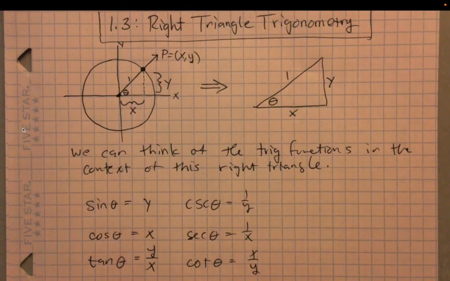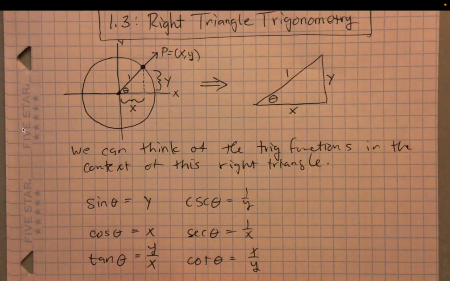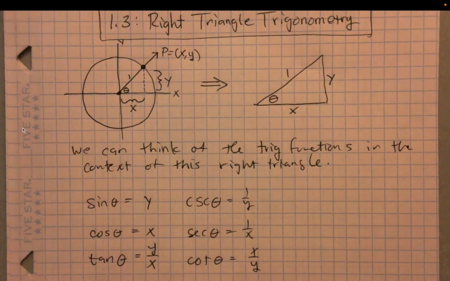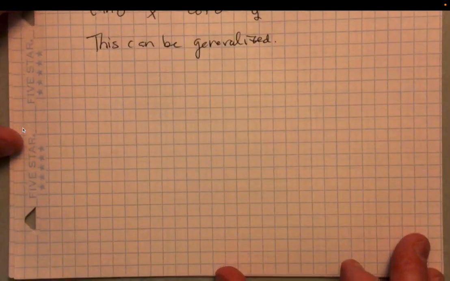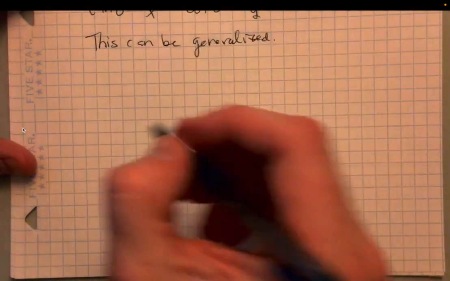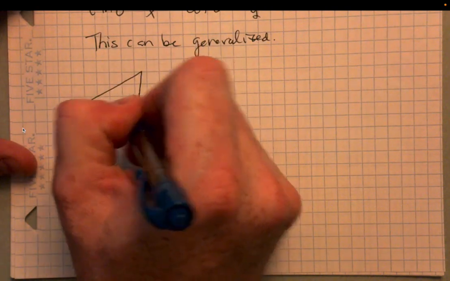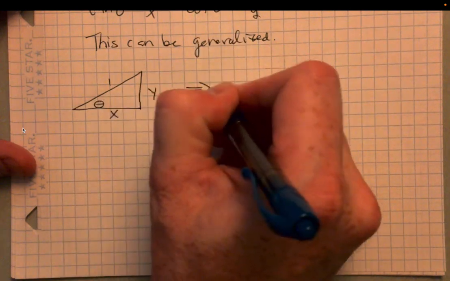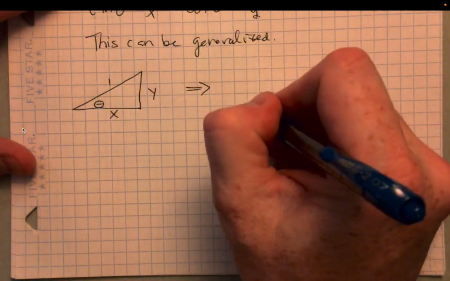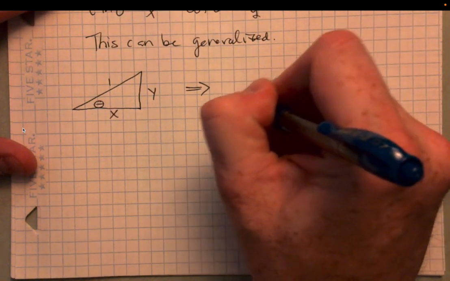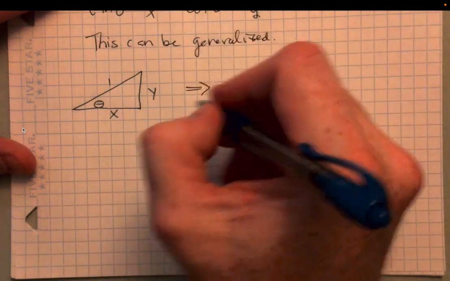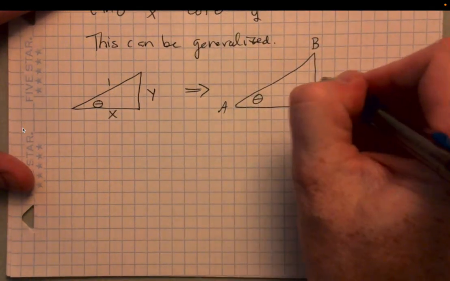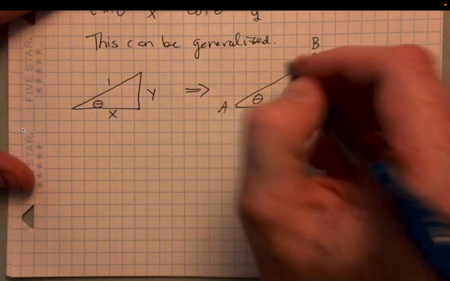We can generalize this. We don't have to think about this simply from the standpoint of a unit circle. Let's redraw our unit circle triangle here: you've got 1, your x, and your y. Let's draw another triangle. Again you've got your theta, and let's say this is an ABC triangle. This will be side little a, this is side little b, and side little c.